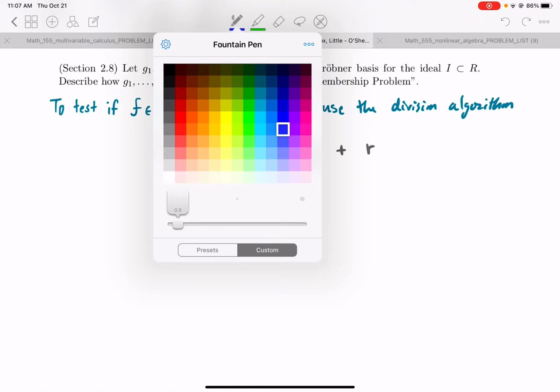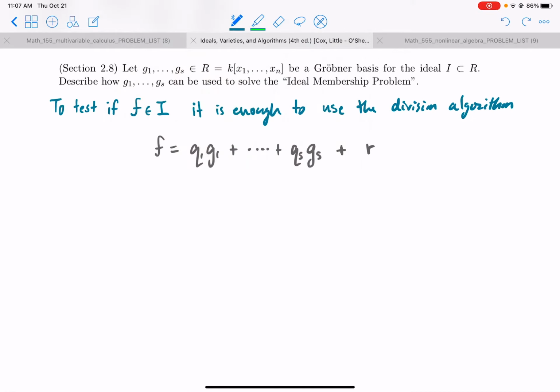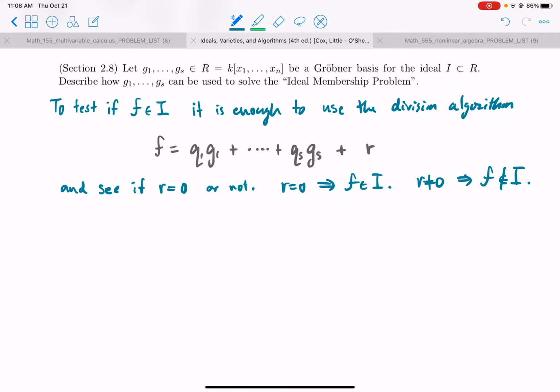And so I'll finish my sentence from before. It is enough to use the division algorithm and see if R equals 0 or not. R equals 0 implies that F is in the ideal, and R non-zero implies F is not in the ideal. And so that solves the ideal membership problem. Now, I should say, why is this true?